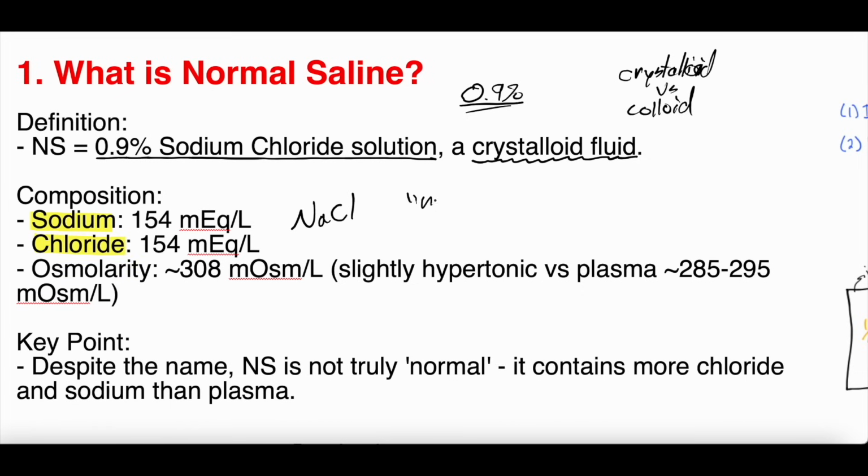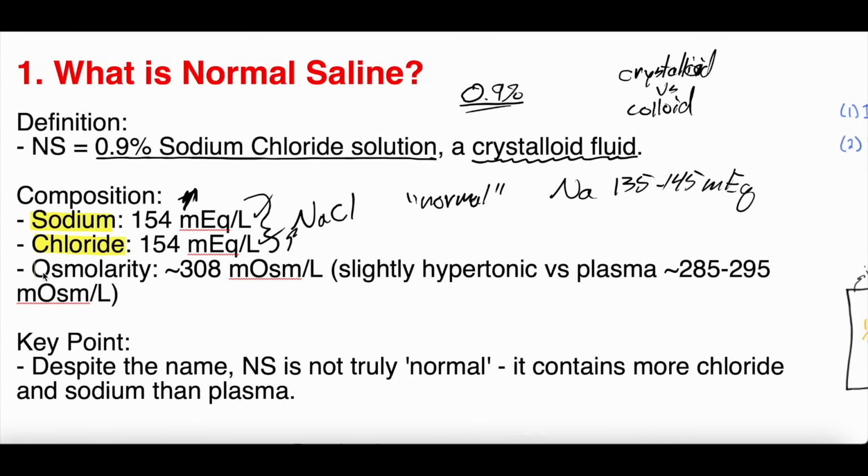And we call it normal, but interestingly enough, it is not really normal at all. It has about 154 milliequivalents of sodium and 154 milliequivalents of chloride. And in the blood, sodium, 135 to 145 milliequivalents is normal. So it has more sodium and more chloride than is physiologic, okay? So it is not necessarily normal as compared to the serum. It has higher concentrations of sodium and chloride than the blood does.